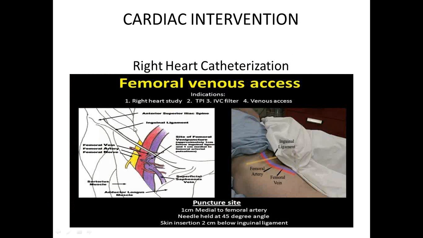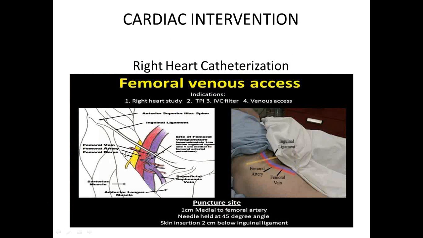But in the groin, this is the basic anatomy. We have what you call the inguinal ligament. The inguinal ligament comes from the crest of the iliac bone, and it goes medially to the pubic bone. So this is the inguinal ligament. Below the inguinal ligament, you have vascular and nerve structures. The first one, medially, is the vein. Then you have the artery, and then you have the nerve.